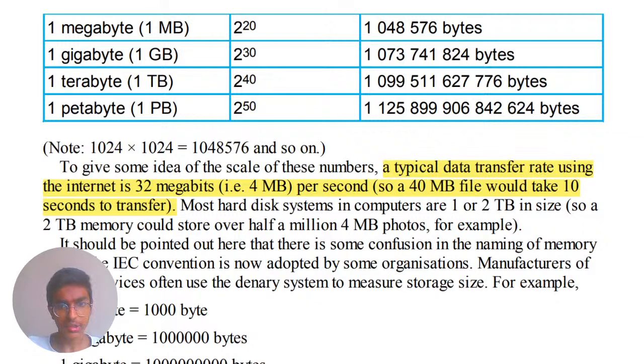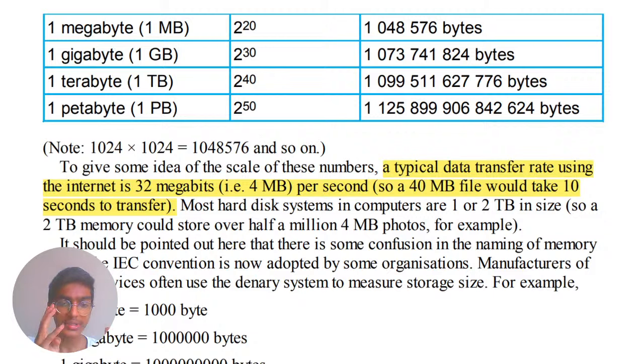These are usually very 1-mark questions, very easy questions. You just need to think and you'll get the answer. So here we're saying that a typical data transfer rate of the internet is 32 megabits, and it's saying that is 4 MB per second. Then it asks you, how long will a 40 MB file take?